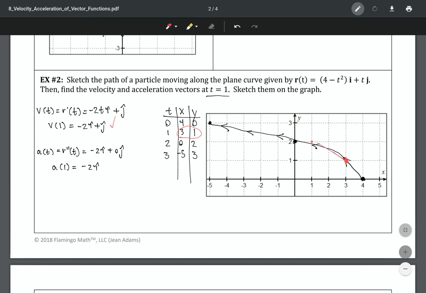I didn't do such a good job drawing it. I'm supposed to go above the black line, not below it. That's almost like a tangent line there. But anyway, that's okay. You get the idea.